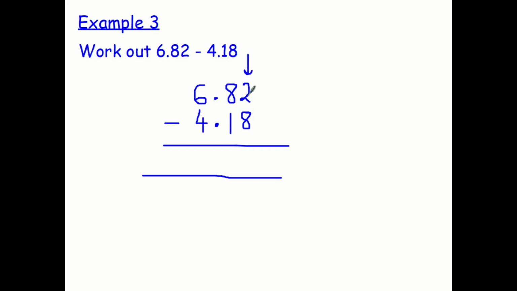I'm going to do 2 take away 8. So 2 take away 8 I can't do in this instance, so I'm going to borrow from here. That reduces by 1 to a 7. And then I can make that into a 12. So it now becomes 12 take away 8, which is 4. This question now becomes 7 take away 1, which is 6. Put my decimal point in line with all the others, and then 6 take away 4 is 2. So my answer to that is 2.64.